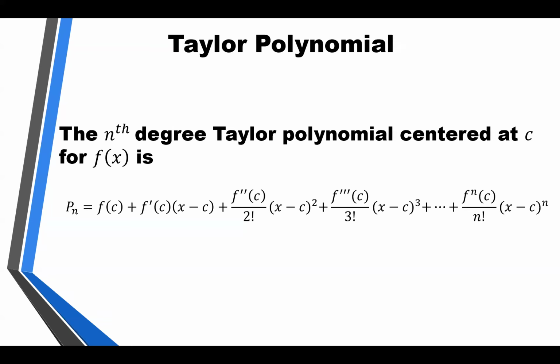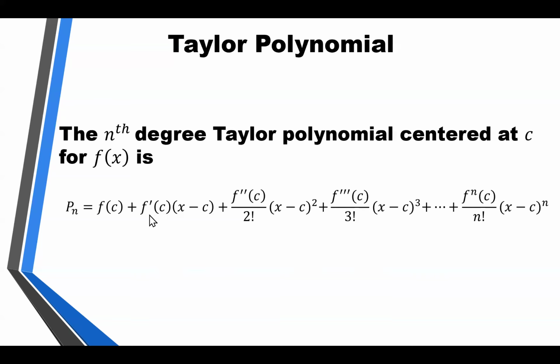Therefore, this becomes my Taylor polynomial of degree n. So the nth degree Taylor polynomial centered at c for the function f of x is that formula. We're just adding up a bunch of terms where I take the nth derivative, plug in c, divided by n factorial, times x minus c to the n. And we're doing that from n equals 0 up to whatever that n is, if I want nth degree.